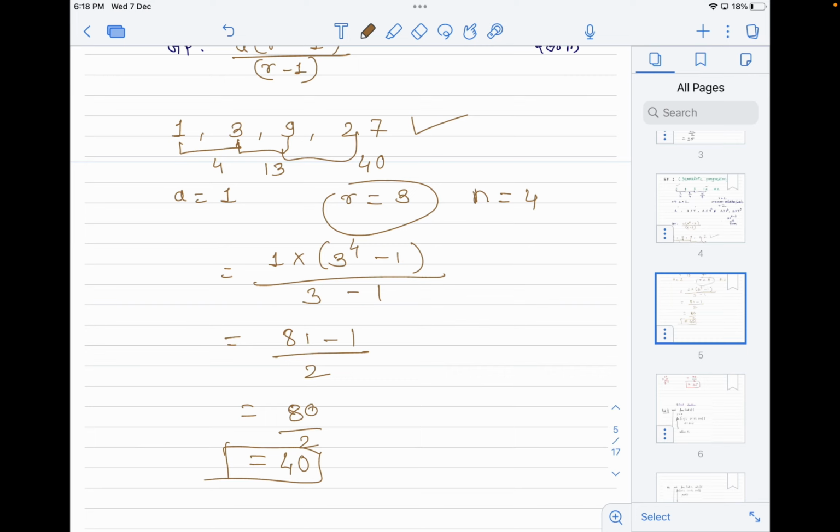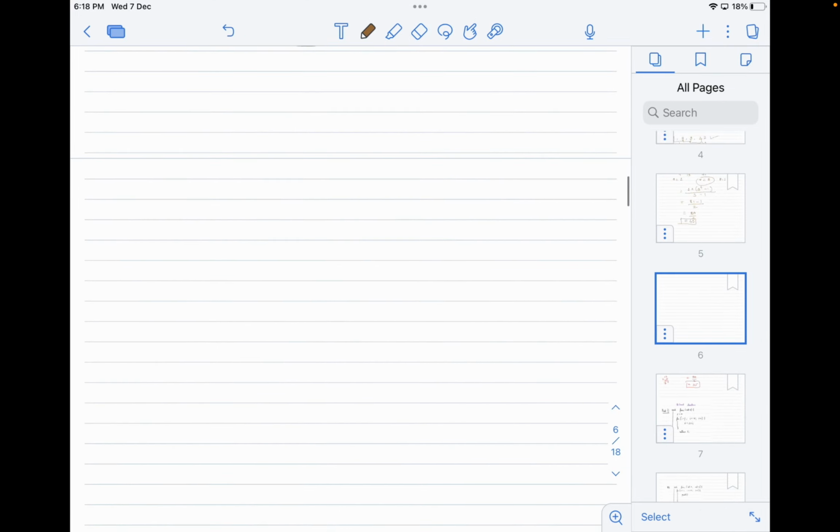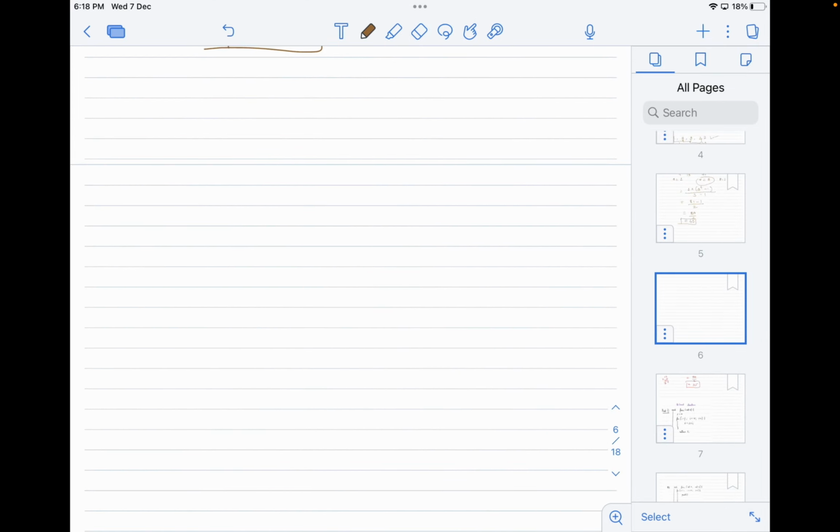So in this way we can follow it. So this was about a GP. GP means if a common ratio is there, then we can find the actual sum of the numbers. Okay, one more thing I want to tell you, this property, I guess I told you in the last lecture.